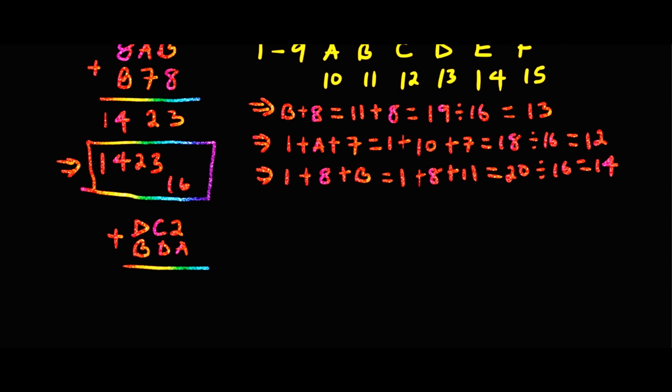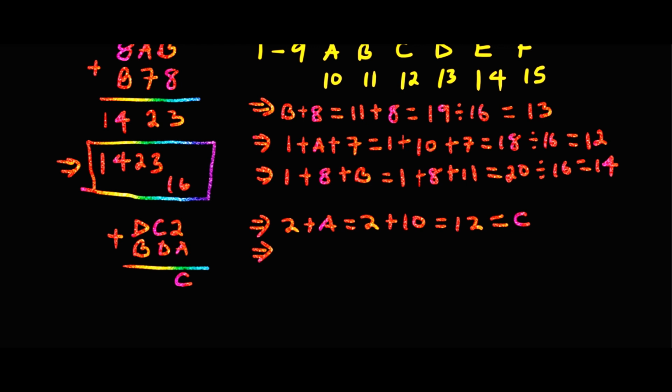So the first one is we have 2 plus A. That is interpreted as 2, A is 10, so it means we have 12. And 12 is less than 16. So we just read it directly as C. So in this case, that will be interpreted as C. We come and write the C there.